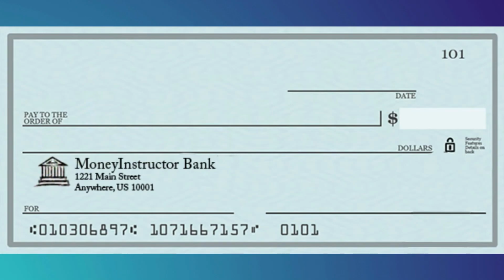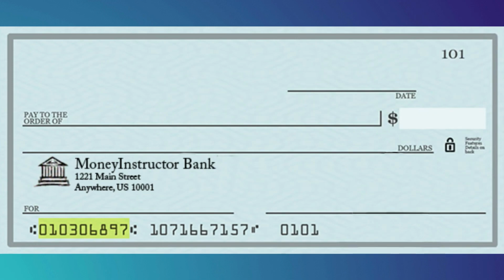Alright, let's begin. First of all, when you look at the bottom of a check, you'll see a series of numbers. It might seem like just a random string of digits, but each of those numbers has a very specific purpose. First up, the routing number.